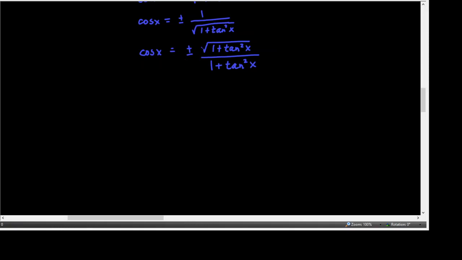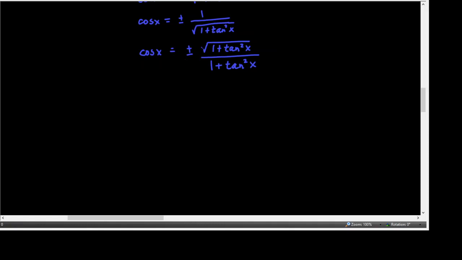Now, the plus or minus: cosine of x can have a positive answer in the first or fourth quadrants, or a negative answer in the second or third quadrant. So depending on what quadrant x is in will determine whether you use the plus or the minus. It doesn't mean you get two answers. It means it's either positive or negative depending on the placement of x, what quadrant it's in.